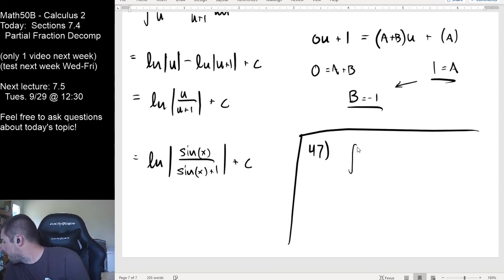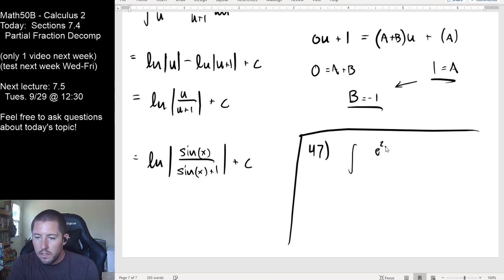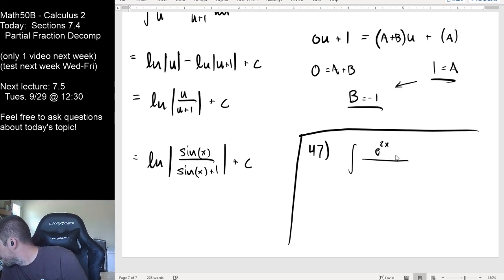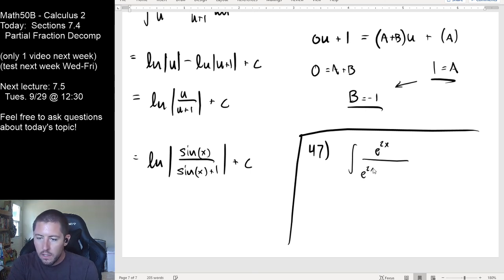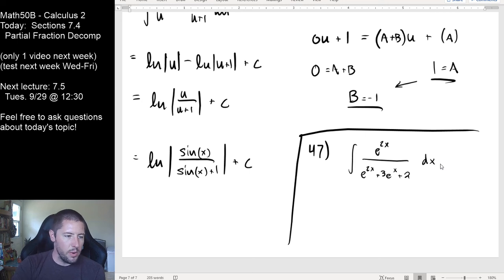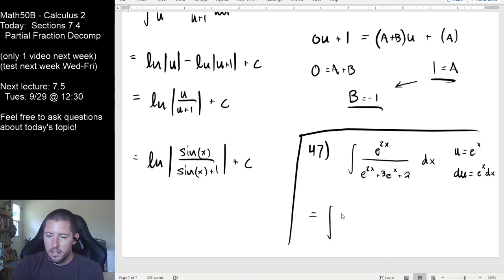The book sets up e to the 2x over e to the 2x plus 3 e to the x plus 2 dx. And again, in a sense, hopefully this looks terrible and crappy to you to deal with, but on the other hand, hopefully it looks obvious to you that we want to get that e to the x stuff out of there. And so I'm seeing this as u equals e to the x. Therefore, du equals e to the x dx. And it looks like then we should have the integral of, notice here that this is e to the x times e to the x up top.